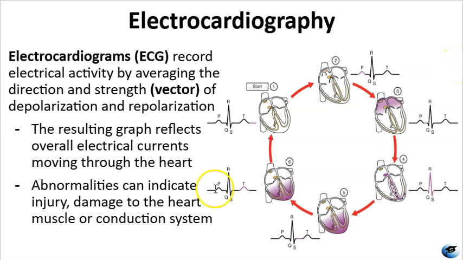The P wave represents atrial depolarization. So this is when the atria contract. The QRS complex, this bit in the middle, corresponds to ventricular depolarization. So this is the main pumping contraction. And then the T wave marks ventricular repolarization as the ventricles recover and relax. By analyzing the shape, the timing, and the size of these waves, clinicians can identify abnormalities that may indicate heart muscle injury, problems in the conduction system, or other types of cardiac issues.